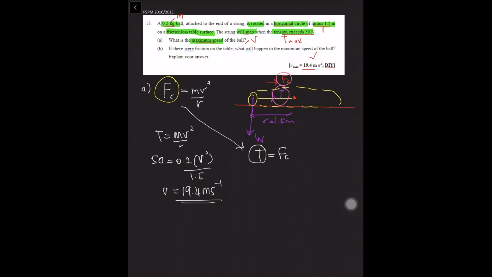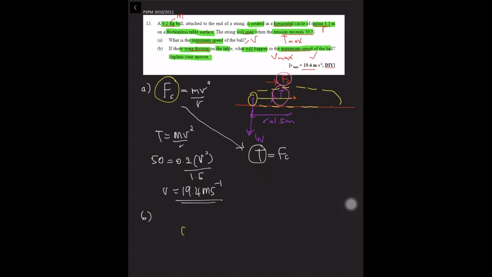Question B: if there were friction on the table, what will happen to the maximum speed of the ball? Explain your answer. Just now, in the previous question, we ignored the frictional force. But now we have to consider the friction on the table. What will happen to the maximum speed of the ball? If we now consider the friction, what will be the direction of friction on the ball?